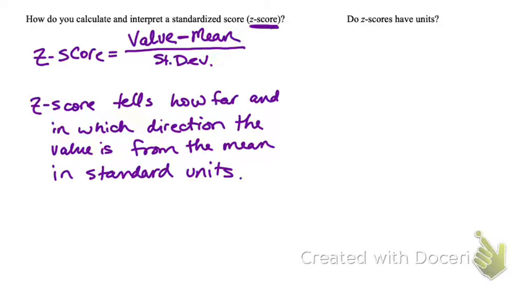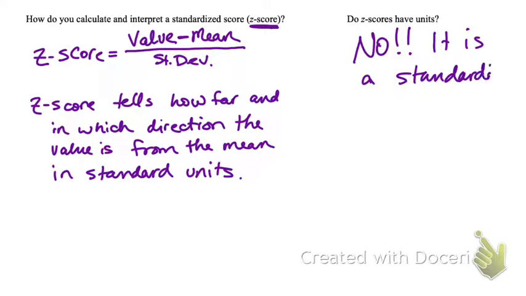All right, do you guys think Z-scores have units attached to them, like centimeters or whatever? No. Why not? Because it's not based on the unit anymore. Perfect. It is a standardized score. It is a standardized value. That is the statistical reason.